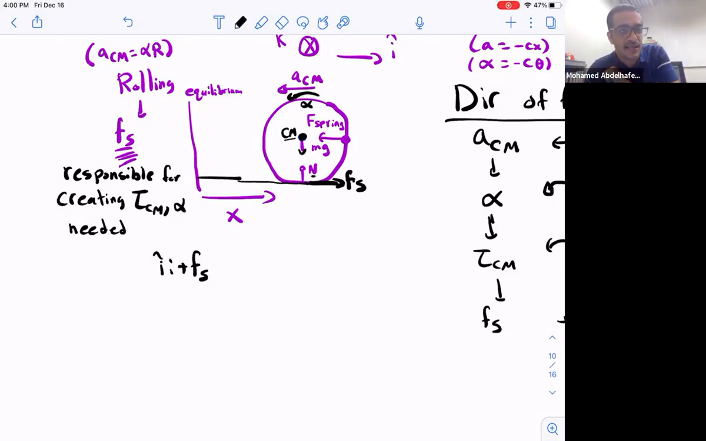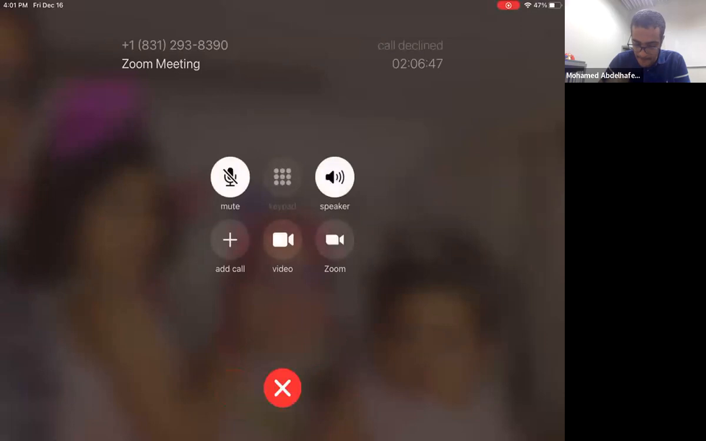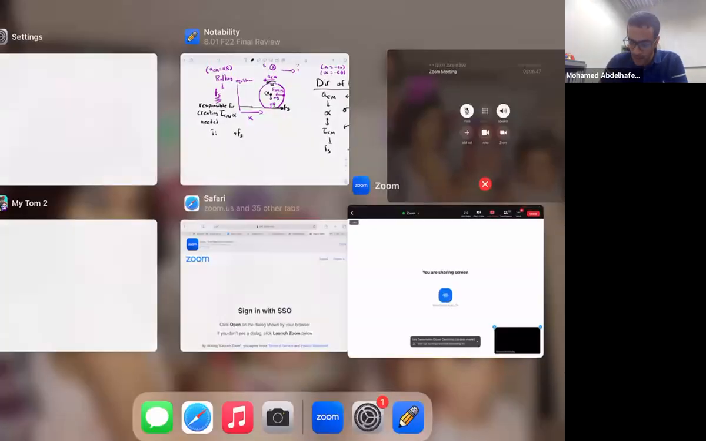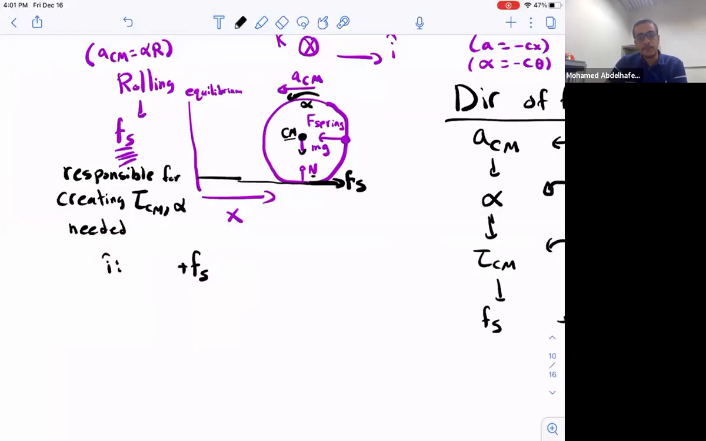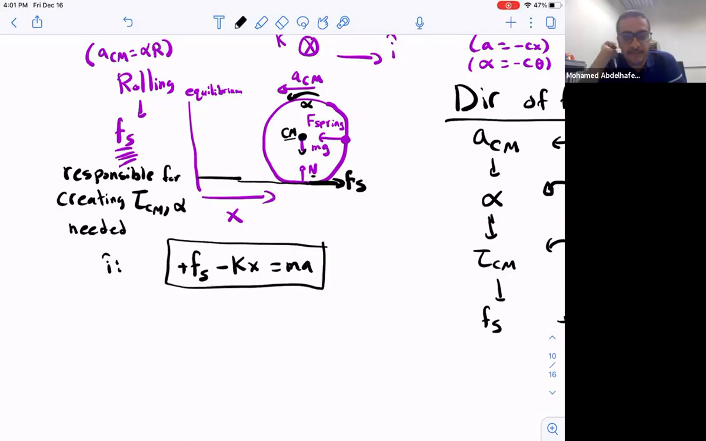Kinetic friction is mu k times N, always. Static friction is not. It's just an unknown, we don't know it. It depends on the situation. So you leave it as just Fs. Writing down F equals ma because we want the acceleration: in the positive i hat, we have static friction, and in the negative i hat, we have the spring force, which is minus kx, equals ma. That's your F equals ma equation. Any questions? Static friction is positive, spring force is negative.